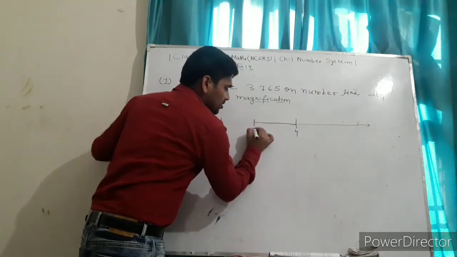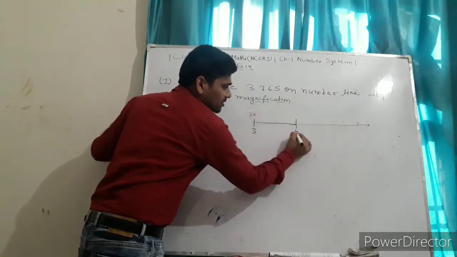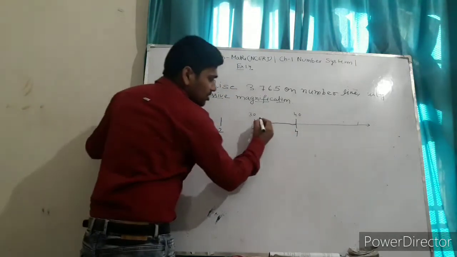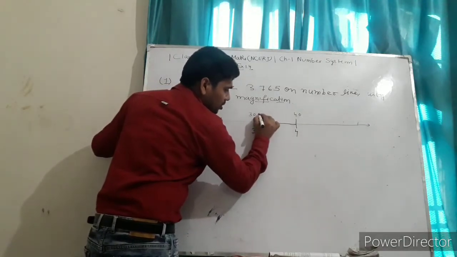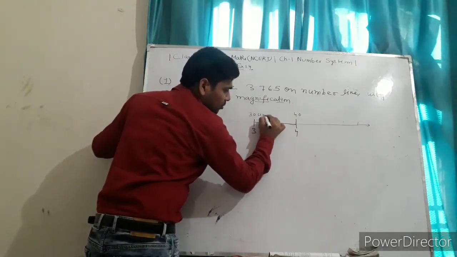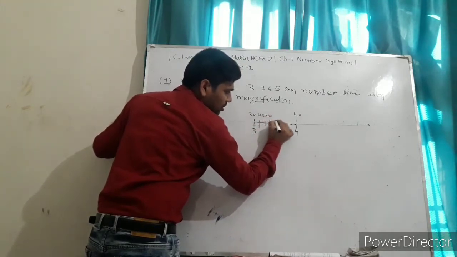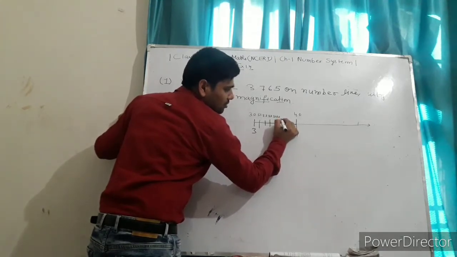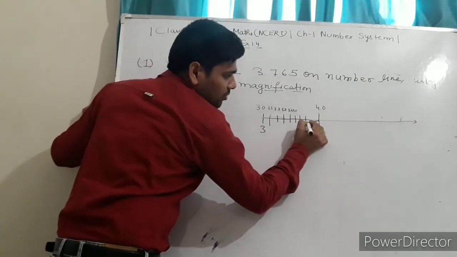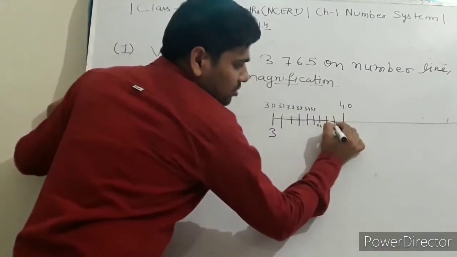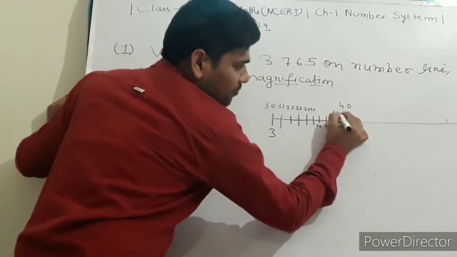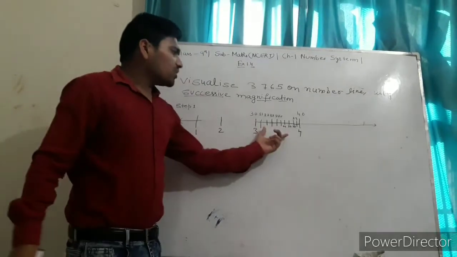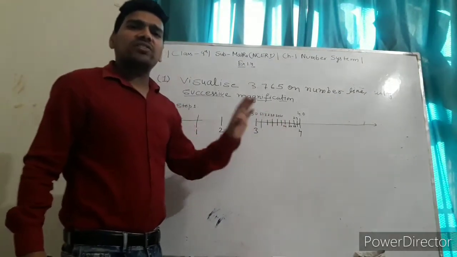This is 3, so this is 3.0, and this is 4, so this is 4.0. Again the parts will be 3.1, 3.2, 3.3, 3.4, 3.5, 3.6, 3.7, 3.8 and 3.9. It may be a little difficult to see, but we have divided it this way. It's okay.